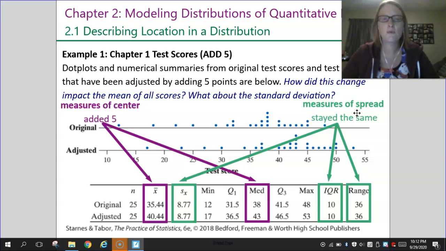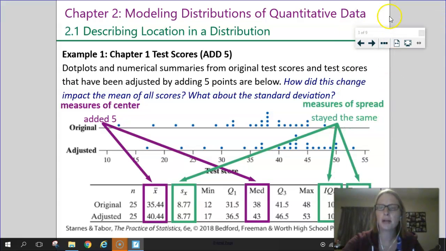So for example 1, in the first scenario where we added 5 points to everyone's test score, the measures of center also added 5, mean and median, but all the measures of spread stayed the exact same. Let's take a look at the second scenario. In the second scenario, I multiplied everyone's test scores by 2.